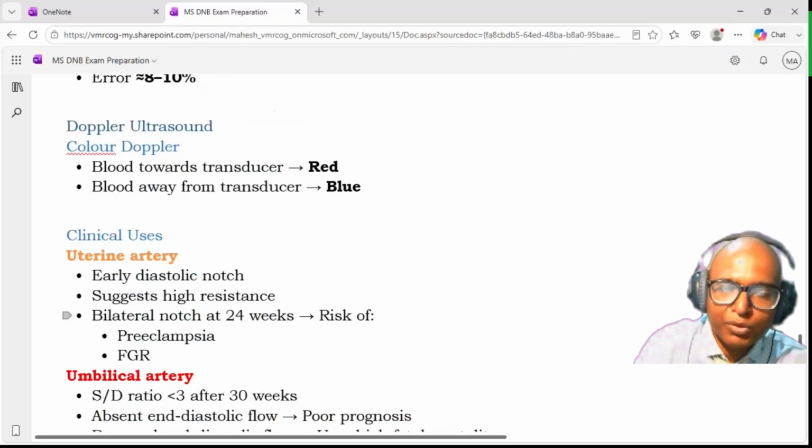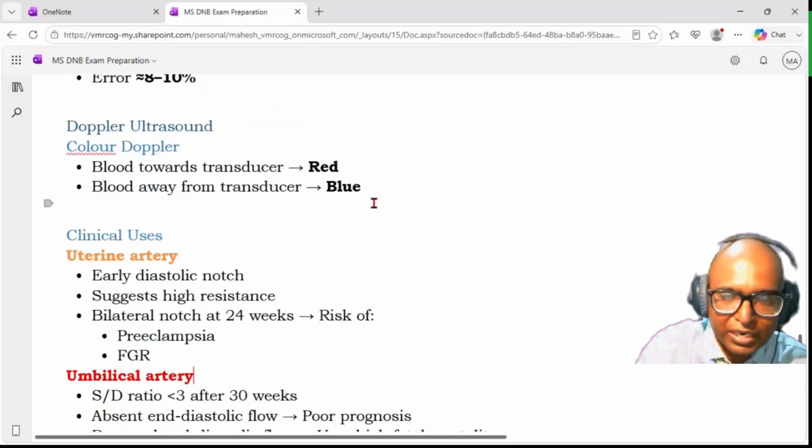Okay, so a few important vessels which you will be describing. One is the uterine artery, second is the umbilical artery, third is the middle cerebral artery, fourth is a venous one like ductus venosus and all. So these are the four things which you are going to describe if you are asked about Doppler ultrasound. You will mention when do you get red color, when do you get blue color, and what is going to be the clinical implication of these findings.